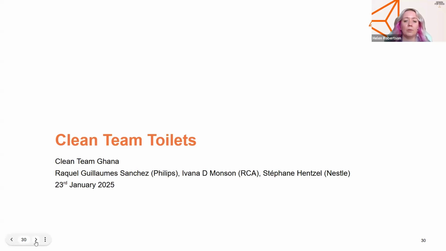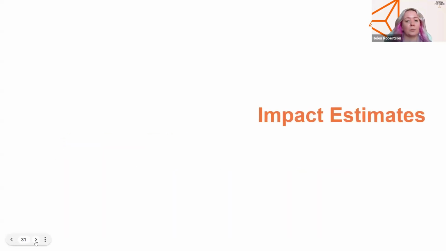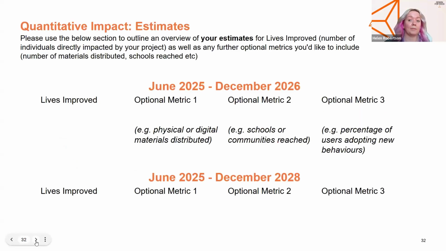So if we move through the next slide, we will begin to look at impact estimates. And so this is what, on the next slide, the template that you will be given will look like. So what we'll be asking from you is for you to outline an overview of your estimates for lives improved, as well as any other optional indicators that you want to include. And so those indicators are going to be individual to your project.